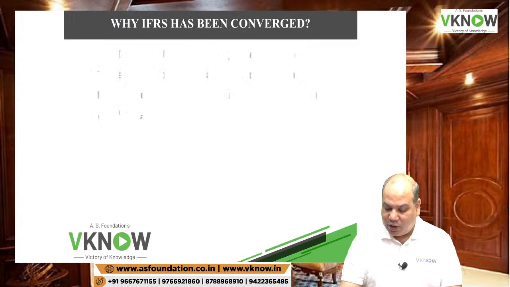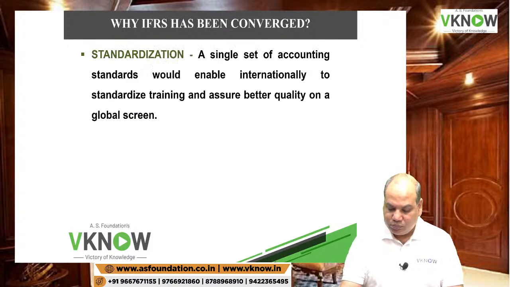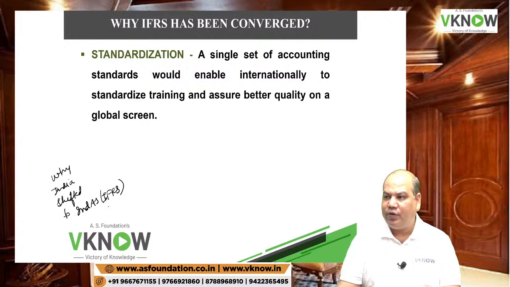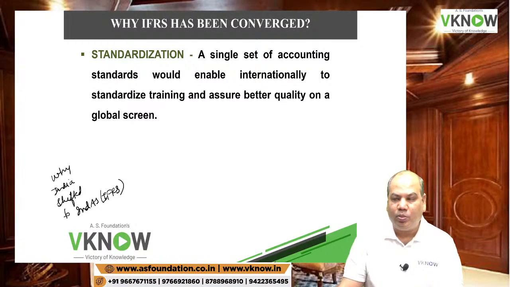So why has IFRS been converged? Or the better question would be, why did India shift to Ind AS, which is nothing but the converged version of IFRS? IFRS is a global standard.